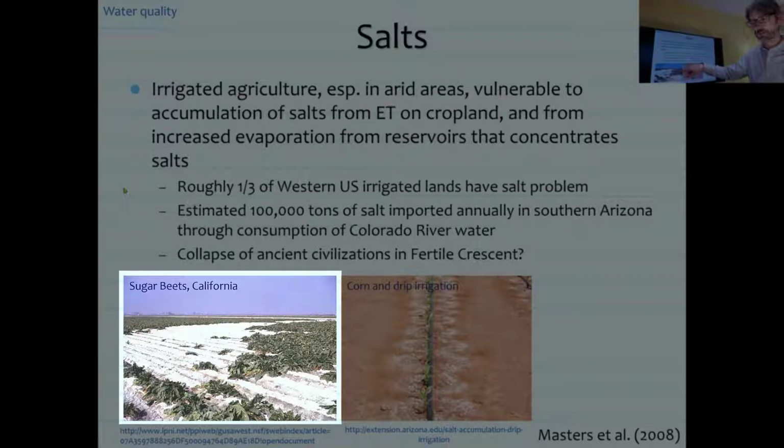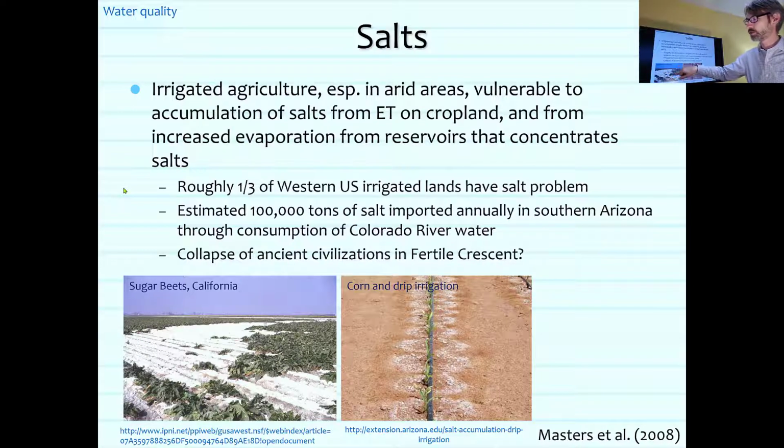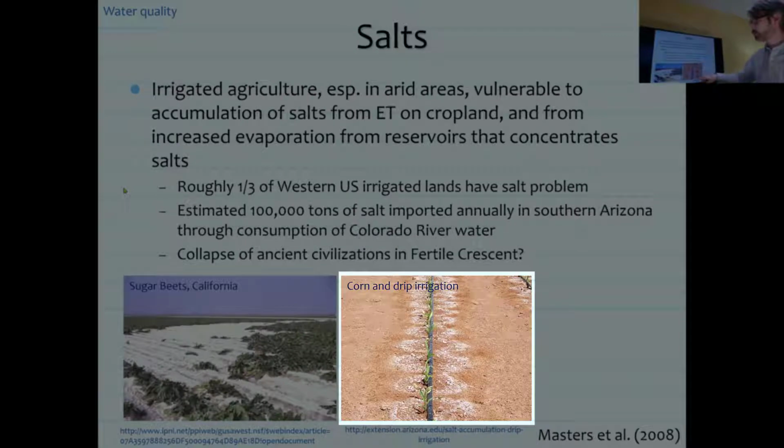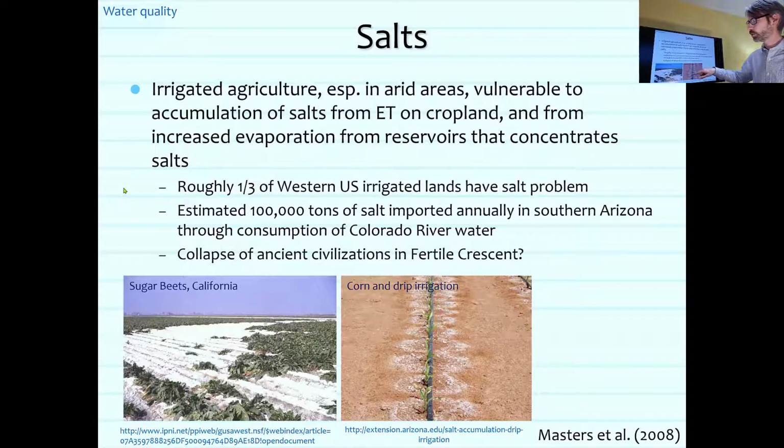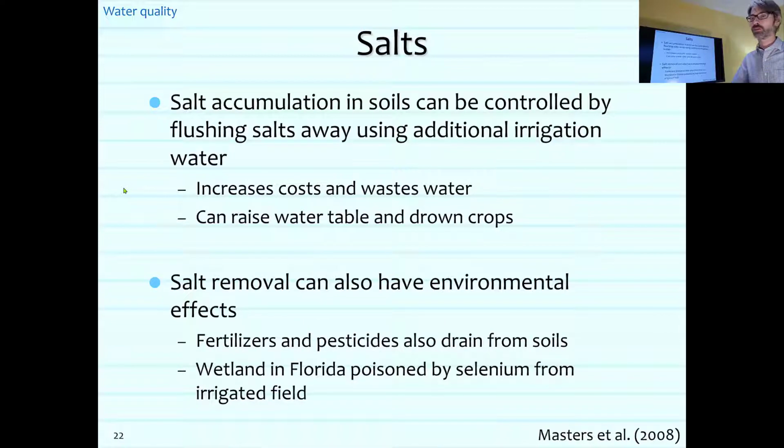These are sugar beets, but it's actually salt crusts on the soils that are used for growing these beets. This is a drip irrigation system, and so you can see very clearly where the holes are in this pipe for dripping water onto this corn crop. Salt accumulation in soils can be controlled by flushing those salts away. Doing this requires additional irrigation water, so that increases the costs, as well as wasting water itself.